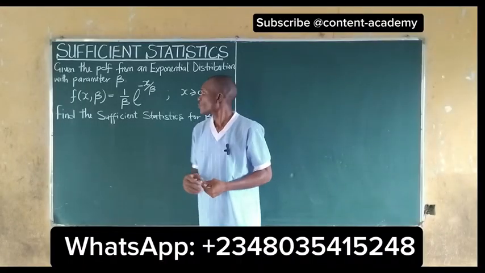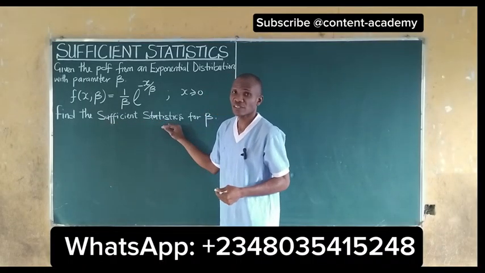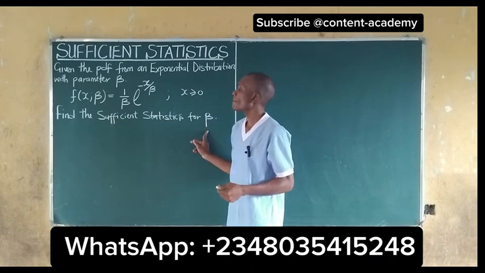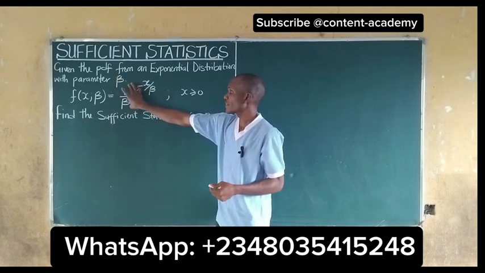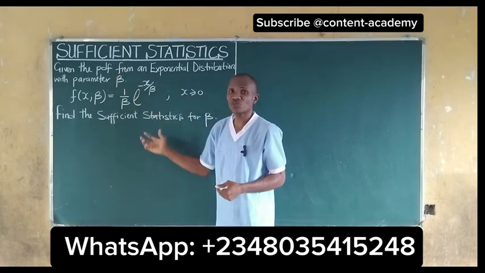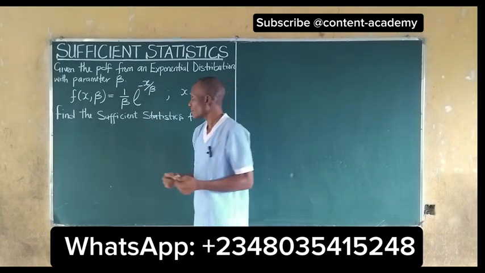In this video, we have to find the sufficient statistics for estimating beta. Of course, from the PDF given, we can see that this is an exponential distribution with parameter beta.